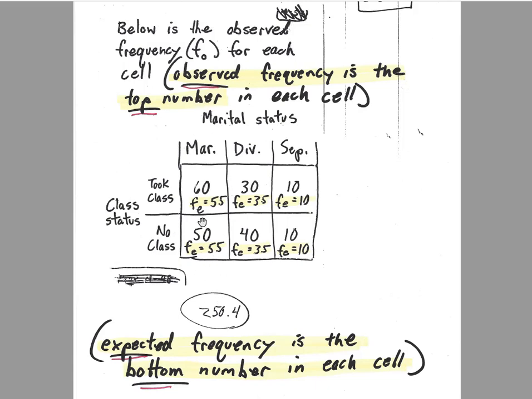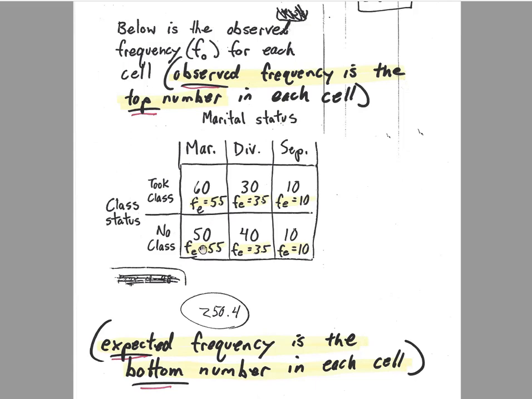It's 10 years later. 10 years ago, people were either assigned to take the marriage prep class or not. Now that it's 10 years later, when we look at the people that are married today, 60 of them had taken the class 10 years ago, 50 of them had not. Those are the observed frequencies. But these expected frequencies, expected frequency in this cell is 55, expected frequency in that cell is 55. Where does that come from?